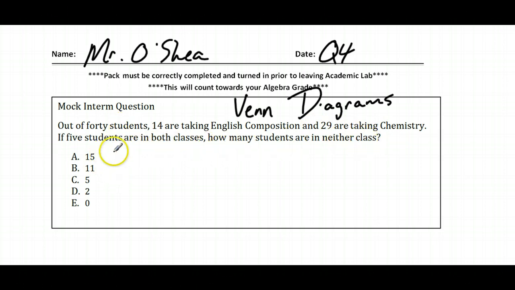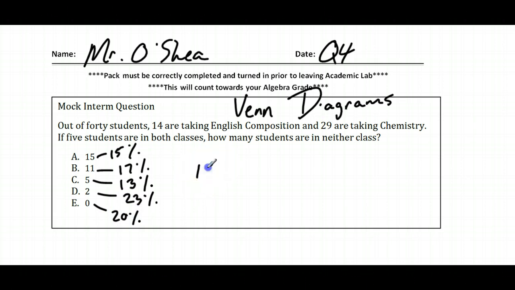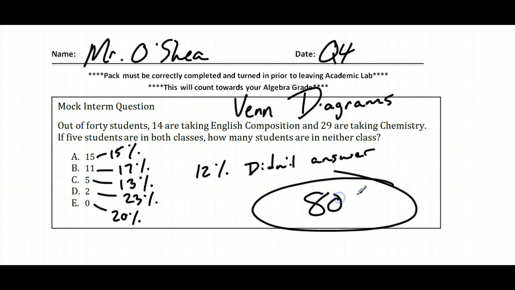So the breakdown real quick, just so everybody knows, 15% of people chose A, 17% of people chose B, 13% of people chose C, 23% of people chose D, 20% of people chose E, and then there was 12% of people that just didn't answer it. And we don't want this, guys. Our goal for this type of question with Venn diagrams is going to be 80% for next time.